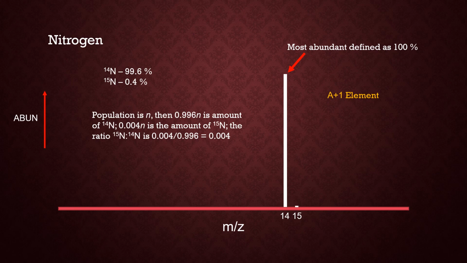Nitrogen now should be recognizable to you as an A+1 element. Its isotope satellite line appears at m/z 15. The most abundant isotope occurs at m/z 14. Relative abundance is 0.4 to 99.6. And again, you can do the calculation there.